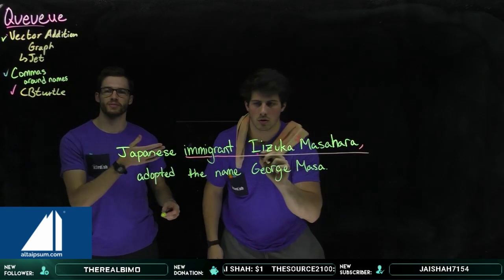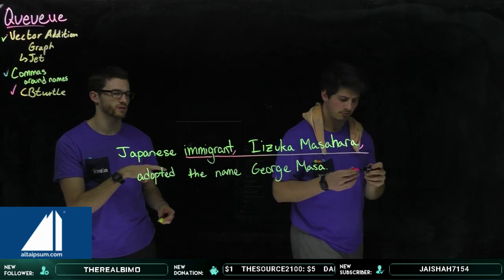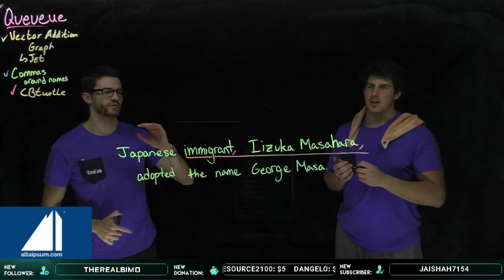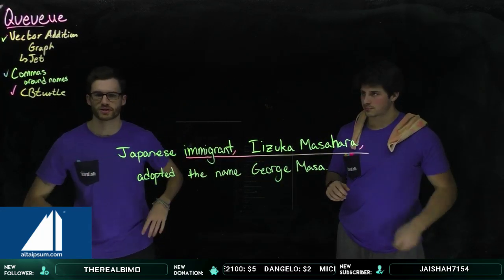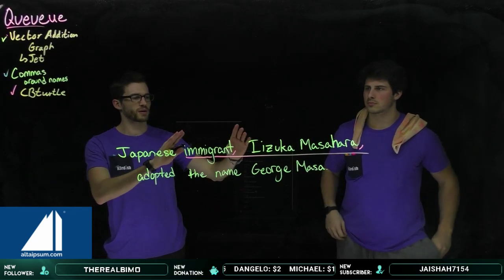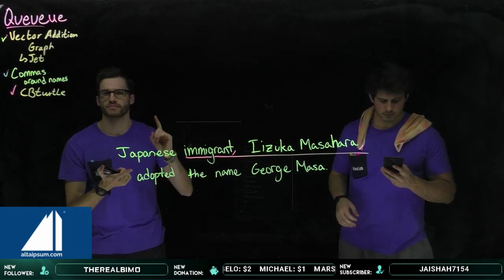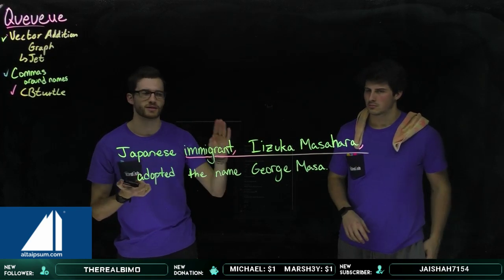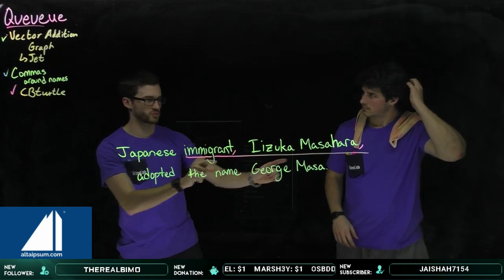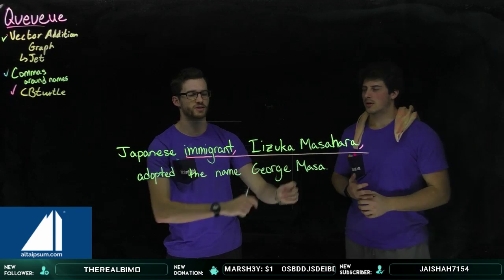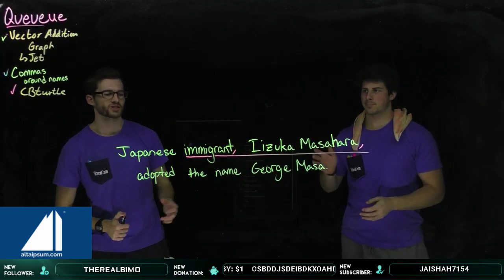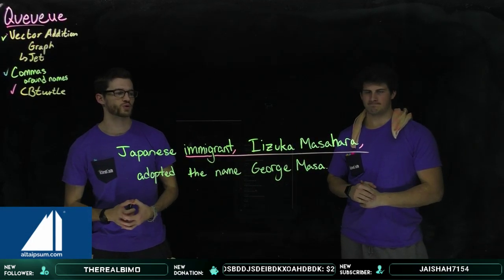This is actually very much like what Brendan was talking about before. We have commas on either side, on one side, on the other side, on nothing. If we put them on both sides, it's not listing, it's not DCIC, it's not comma fanboys. This would be two non-essential commas, getting rid of this non-essential. So let's take it out, see how it works. Japanese immigrant adopted the name George Masa.